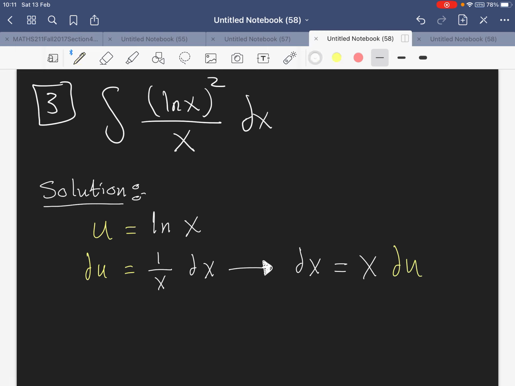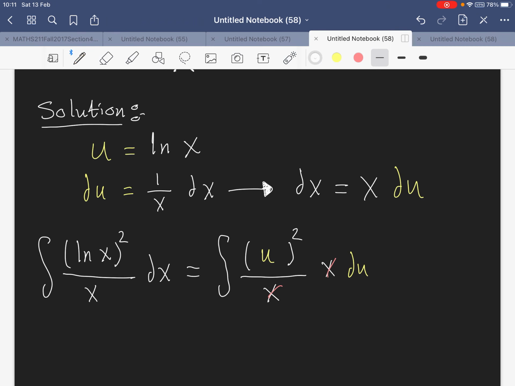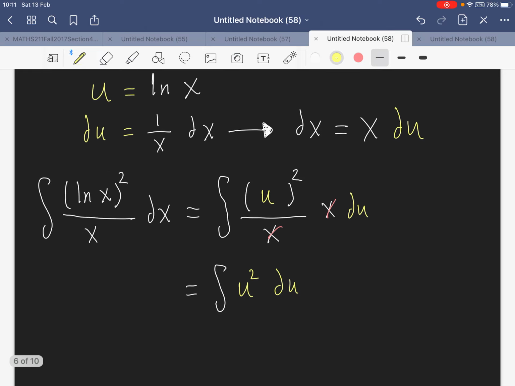And now I will take those two pieces of information and substitute them in the integral itself. ln x is just u. dx is just x du. I think we can see now there is a cancellation, x with x. So what will be left is the integral of u squared du, and that's a very straightforward integral.